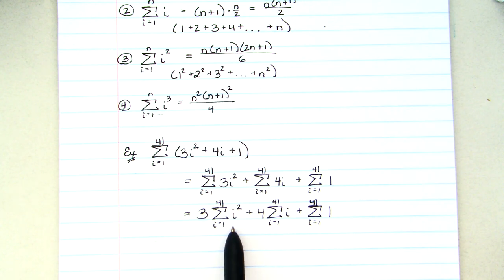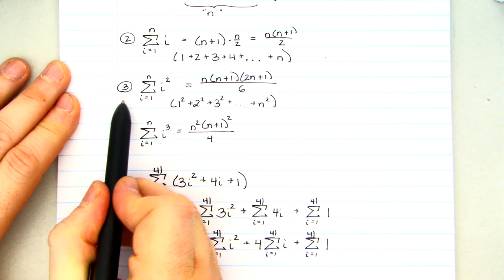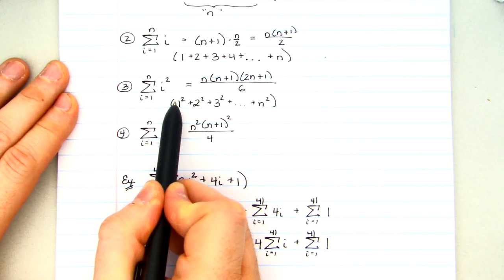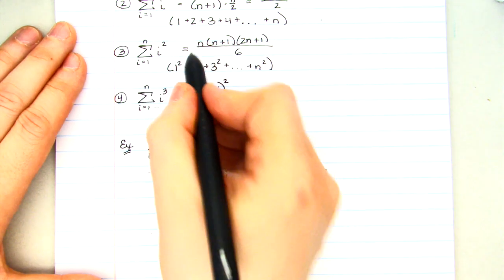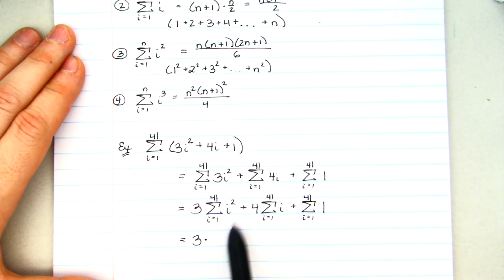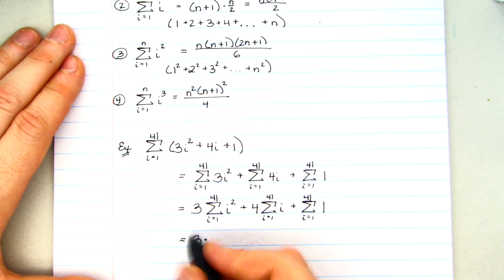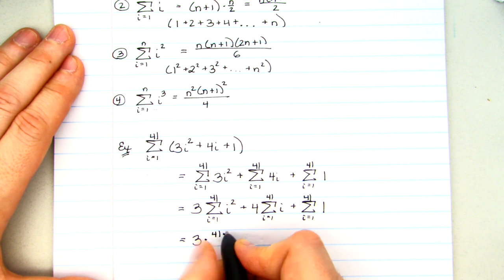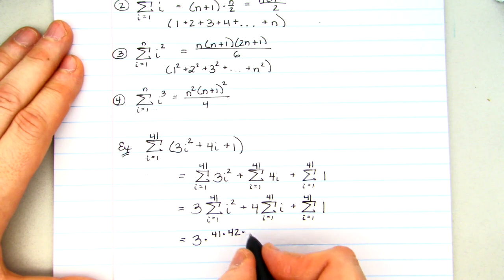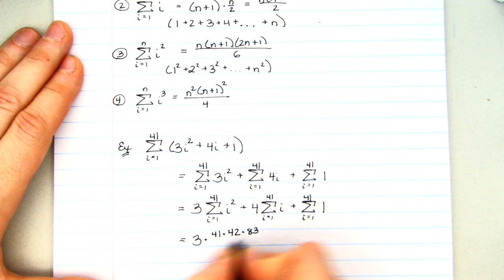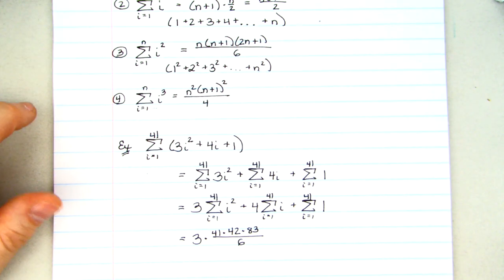This question is asking you what's 1 squared plus 2 squared plus 3 squared plus 4 squared up to 41 squared. Well, I have a formula that will do that. That was that third formula over here, the sum of 1 plus 2 plus 3 up to n squared. To evaluate that first sum, you're going to do 3 times, plugging into my formula, what's n for this first problem? 41. You're going to do 41 times n plus 1, so that's 42, times 2 times 41 plus 1, that is 82 plus 1, I think 83, divided by 6.